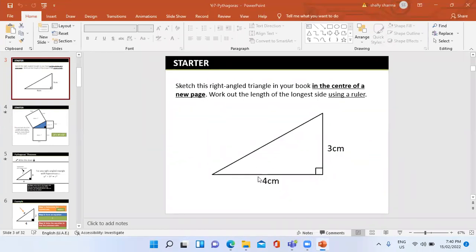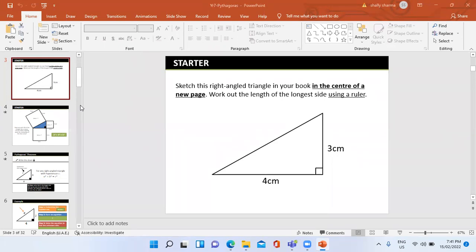Okay, so in today's lesson, we are going to learn about the topic Pythagoras theorem. But before that, we need to form a firm base. When do we need to apply the Pythagoras theorem and how do we do it?